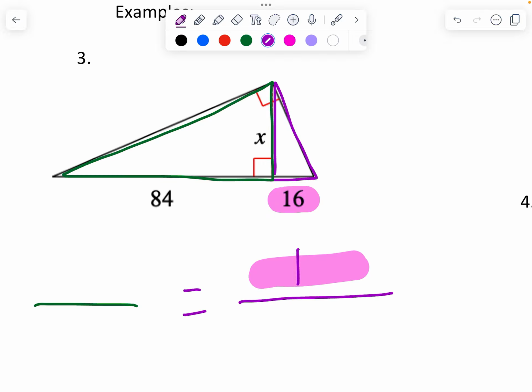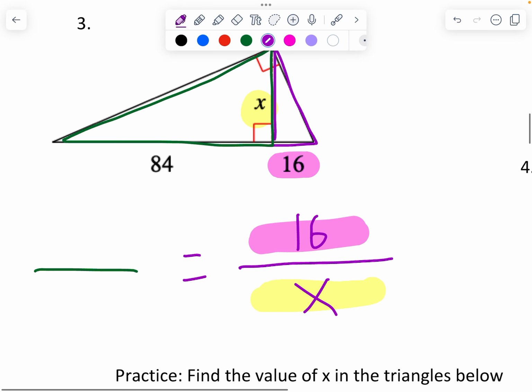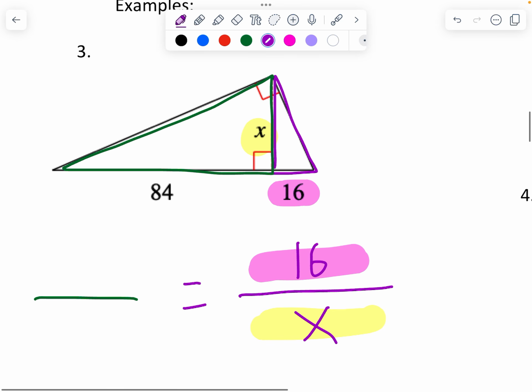So we're going to put 16 over here, and then we're going to put x on the bottom. Okay? So we've got 16 over x. Now, what side does x match up to, right?